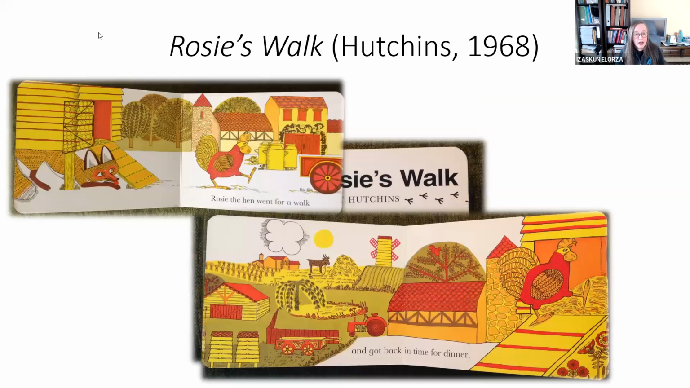And this is the final opening of the story. So we have the two ideas. Rosie the hen went for a walk is introduced in the very beginning of the story, and the second idea is introduced just in the last opening of the story. So what about the rest of the information?